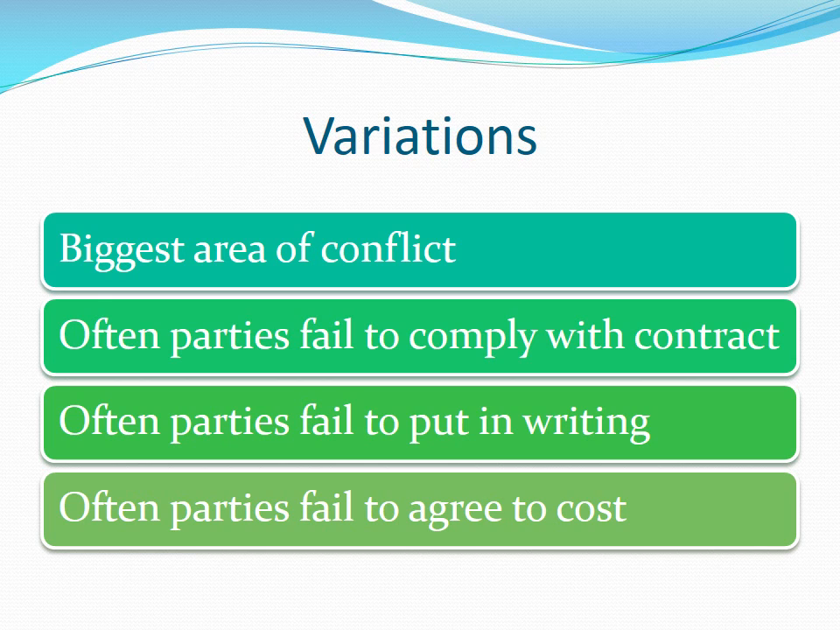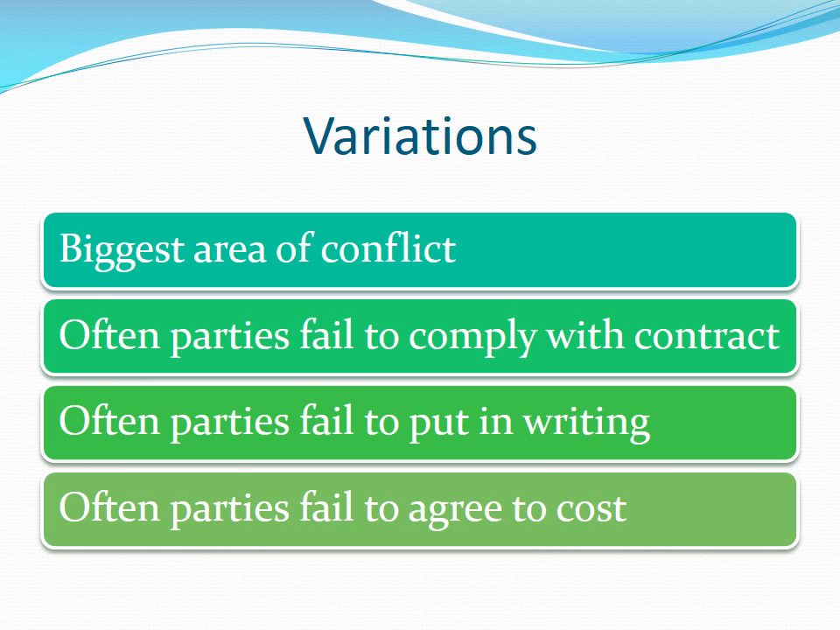Variations are the biggest area of conflict, and generally it is because variations are not properly documented. There are two areas of contention. One is whether something is a variation to a contract or part of the original scope. The second is the cost. Often work is done without an agreed cost or an agreed method of costing a variation.